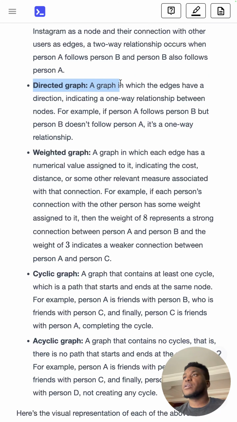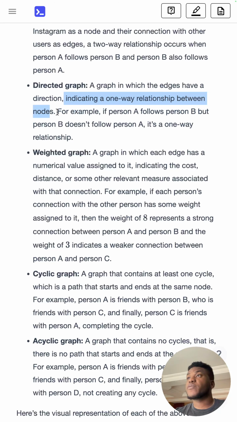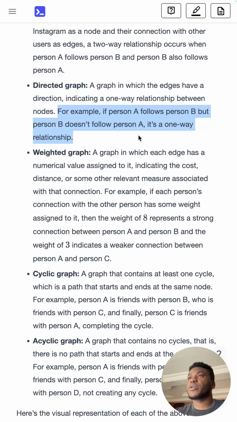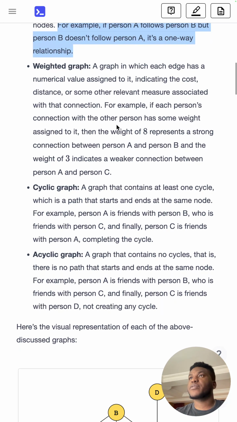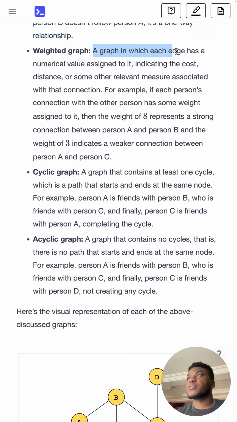Okay. Next, we have a directed graph. And now it's a graph in which the edges have a direction, indicating a one-way relationship between nodes. For example, if person A follows person B, but person B doesn't follow person A, it's a one-way relationship in a directed graph. Now, a weighted graph is a graph where the edge has a numerical value associated with it, indicating the cost, distance, or some other relevant measure associated with that connection.